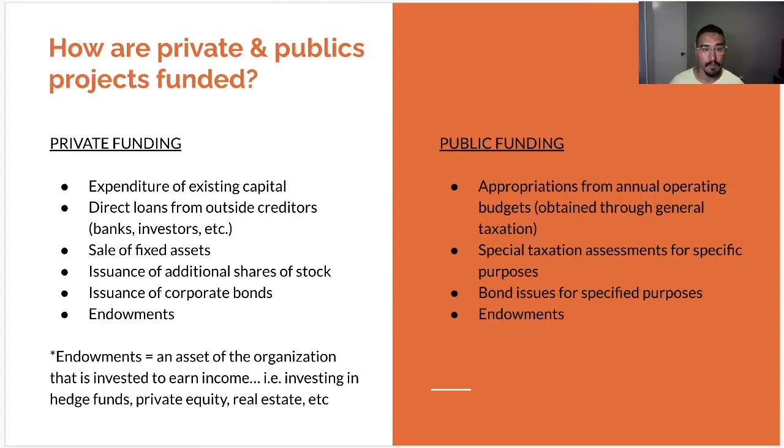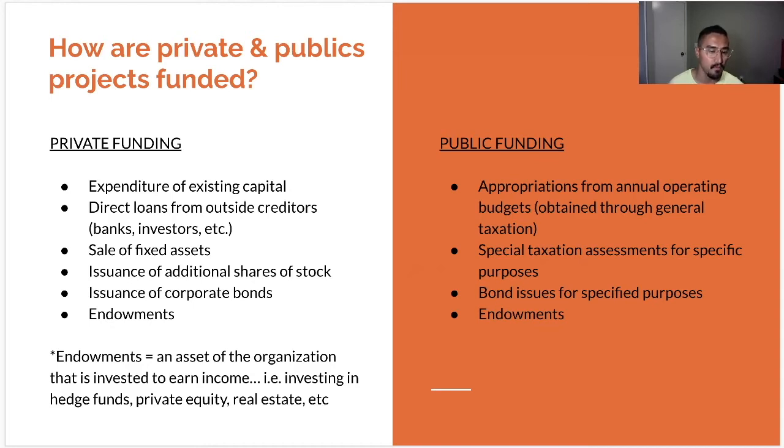So how are private and public projects funded? Let's look at private funding first. Private funding can come from existing capital. This is capital that the company already has. It can come from direct loans from outside creditors like banks and investors. It can come from sale of fixed assets, issuance of additional shares of stock, issuance of corporate bonds, and endowments.